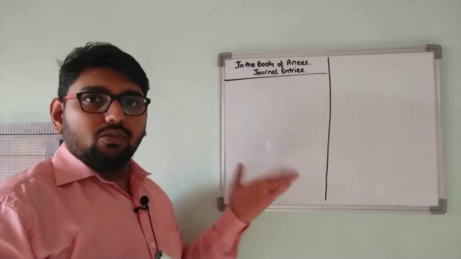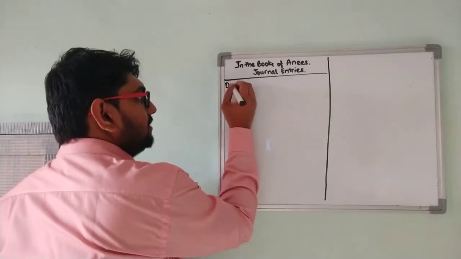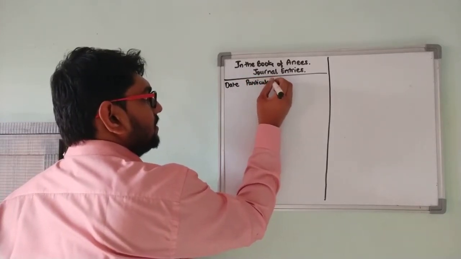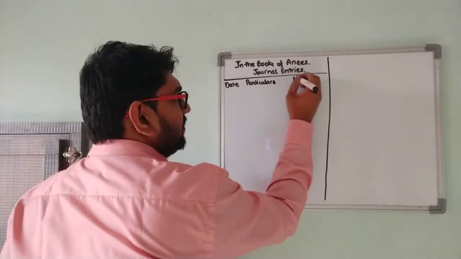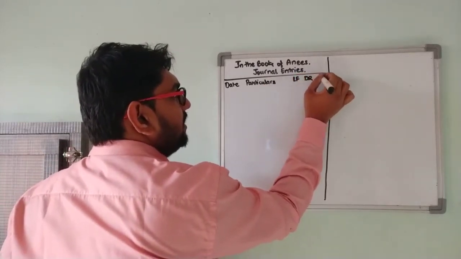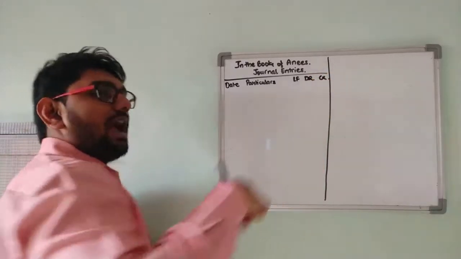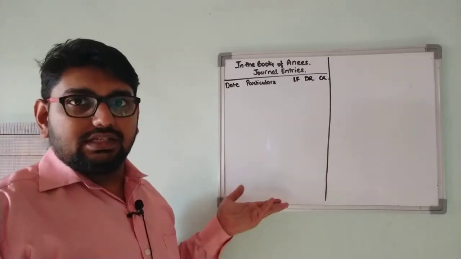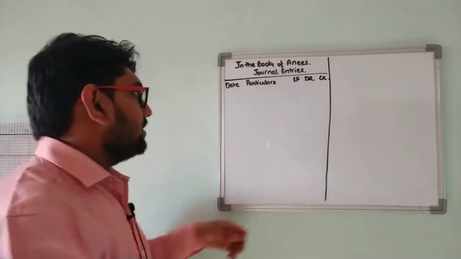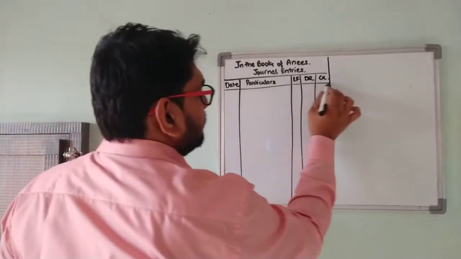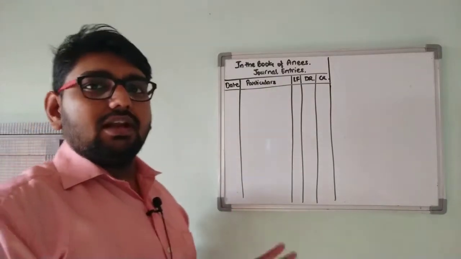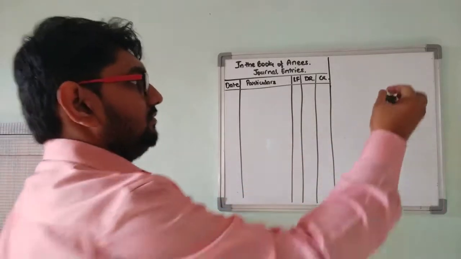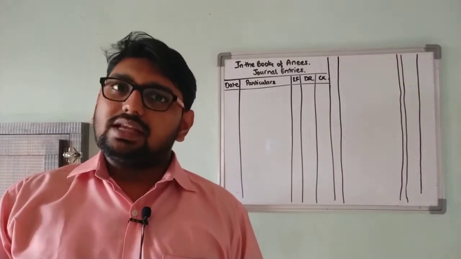Now we have to make some columns. So date, particulars, LF, debit and credit. If you have space, you can write the full form debit and credit, but I do not have space, as you can see, so I have just written the short forms. Similarly, I am going to make the same columns on that side, but now I am not going to write the headings again. After drawing the format, we can start the sum.